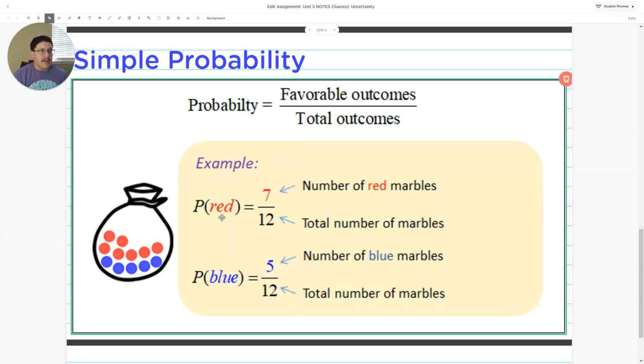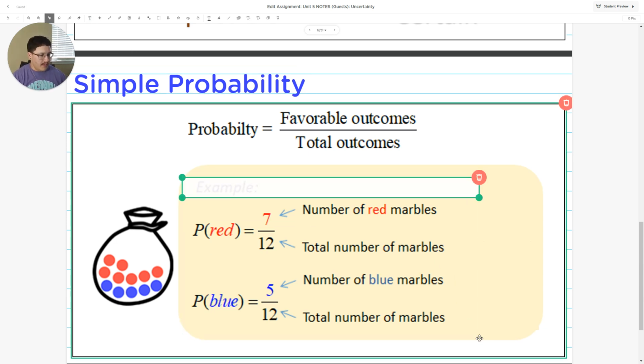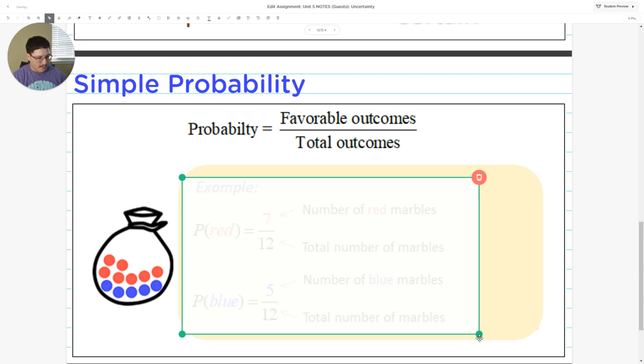Now, simple probability. Probability in terms of math is the amount of favorable outcomes divided by the total amount of outcomes. So for this example that we're seeing right here, let me cover some of these things up and then reveal them as we go.